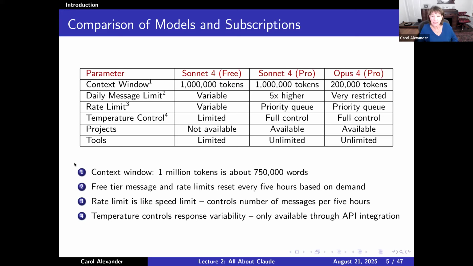Now, the context window, remember from lecture 1? Context window is measured in tokens, and it's basically how the large language model fakes having a memory. So a token is a bit of a word. For example, 1 million tokens is about 750,000 English words. And so the context window of Sonnet 4 is 1 million tokens, so 750,000 words, which is a lot.